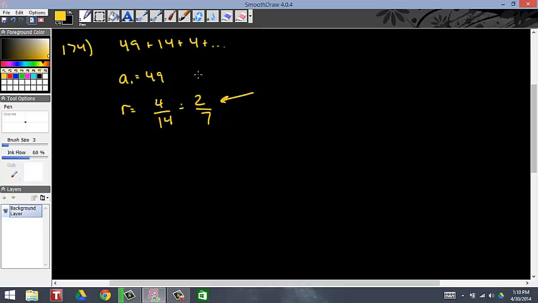So, can we find a sum to this thing? Okay, so we say that S equals 49 over 1 minus 2 sevenths. So you get 49 over 7 over 7 minus 2 over 7 is 5 over 7. So 49 times, oh man, I wish it was the other way around. That way they could cancel each other out. That's okay. 49 times 7, 343 over 5.